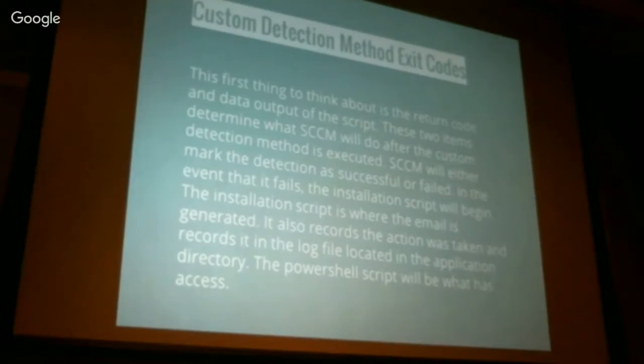The installation scripts where the email is generated, like I said earlier, also record the action taken in a log file located in the application directory. What I'm trying to say here is the most important part of this is getting to know this area, so we're going to spend some time on it. I know this isn't PowerShell, but in order to use your PowerShell script correctly, you've got to know how the custom detection method runs.